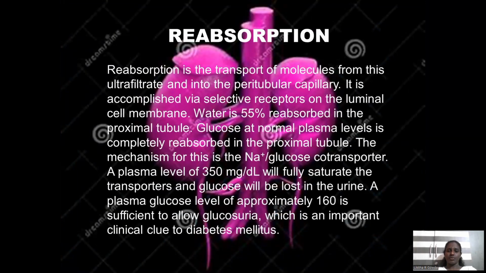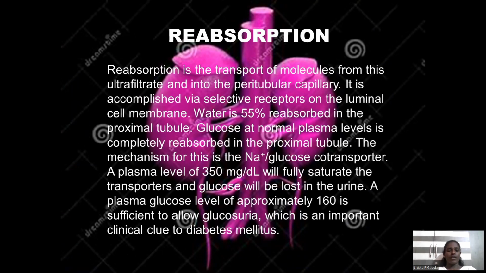Reabsorption is the transport of molecules from this ultrafiltrate into the peritubular capillary. It is accomplished via selective receptors on the luminal cell membrane. Water is 55% reabsorbed in the proximal tubule. Glucose at normal plasma levels is completely reabsorbed in the proximal tubule. The mechanism for this is the sodium-glucose cotransporter.